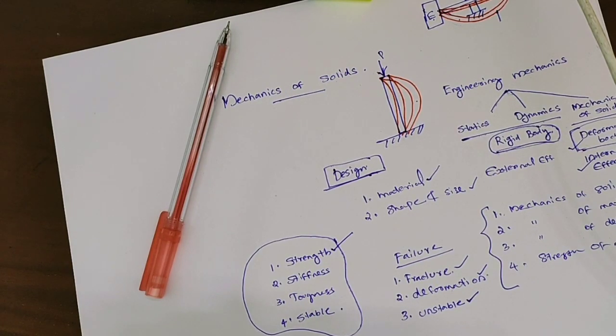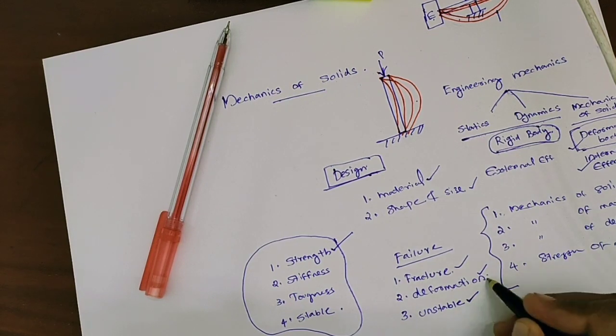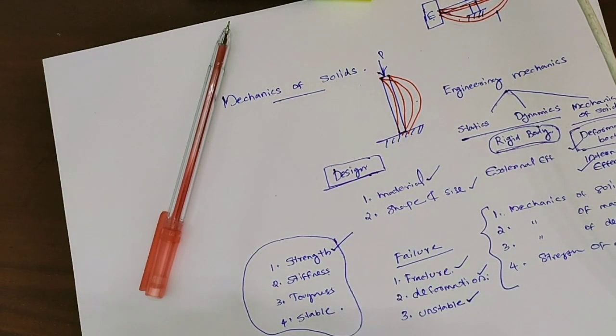How can we attain enough stiffness? By selecting proper shape and size of the component. So to avoid severe deformation of the member, we should select a material, shape, and size with enough stiffness.